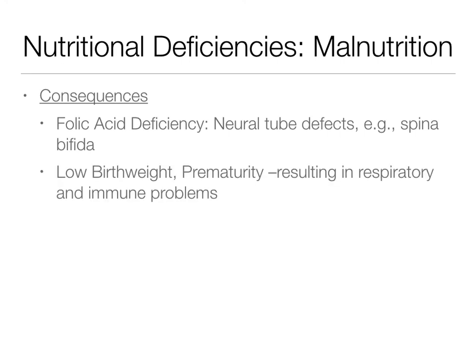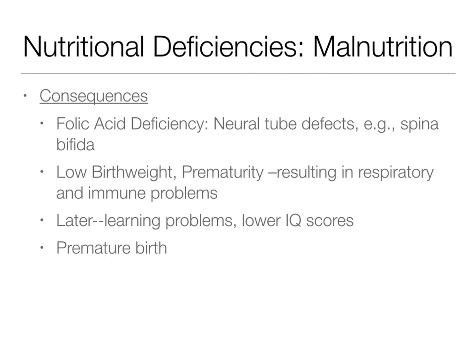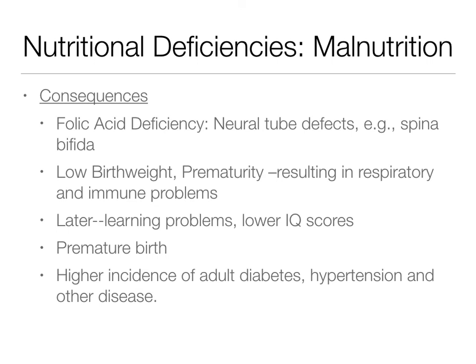We can see malnutrition can cause low birth weight and prematurity. This is really especially bad because when infants are born premature, their lungs are one of the things that's underdeveloped, and so we can see long-term respiratory problems and also immune problems as well. We can also see malnutrition can cause learning problems and lower IQ scores later in development. Again, this can cause premature birth. And we also see a higher incidence of adult diabetes, hypertension, and other diseases.